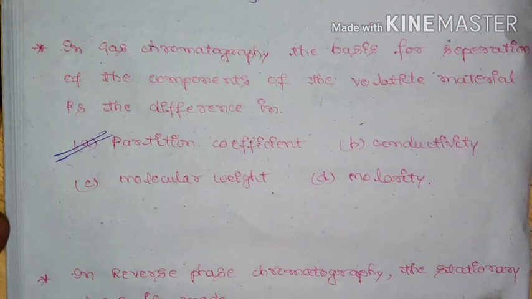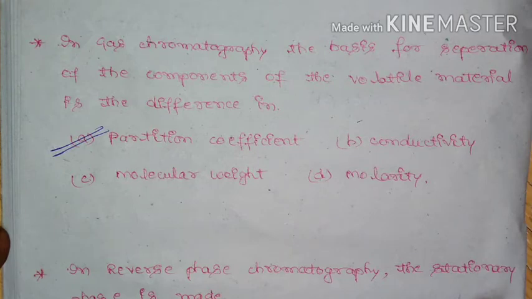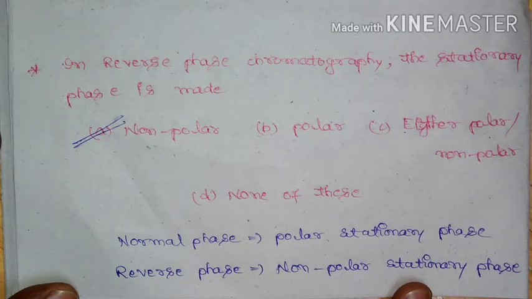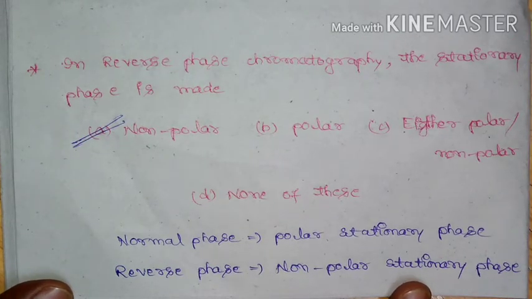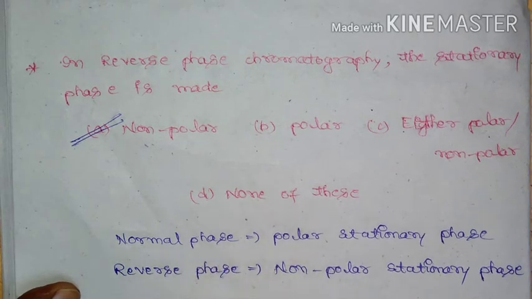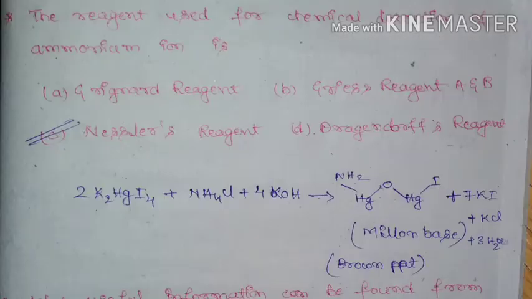Next question: in gas chromatography, the basis for separation of the components of the volatile material is the difference in partition coefficient. In reverse phase chromatography, the stationary phase is made of nonpolar material. In normal phase, the stationary phase is polar, whereas in reverse phase, the stationary phase is nonpolar.